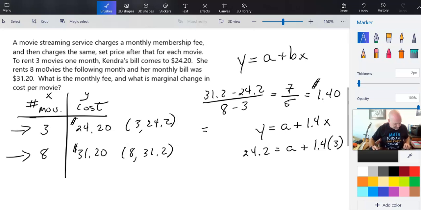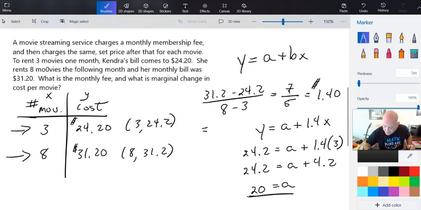So 1.4 times 3 is 4.2. So it's 24.2 is equal to A plus 4.2. And we just need to subtract 4.2. And if we subtract that, you notice this ends in 4.2, that ends up being 20 is equal to A, right? And that was the last piece we needed. So now we can write our full equation as Y is equal to 20 plus 1.4 times X.